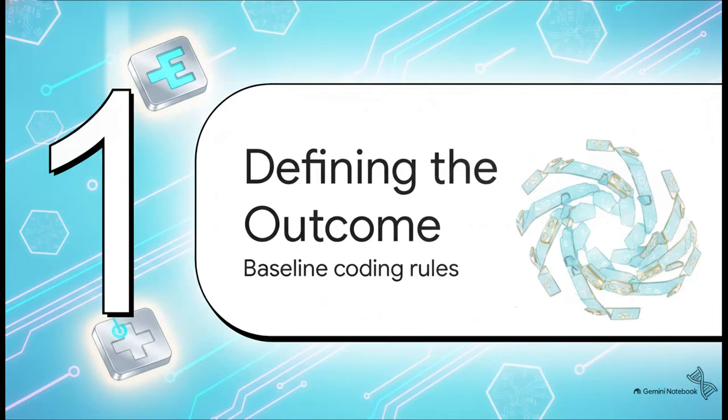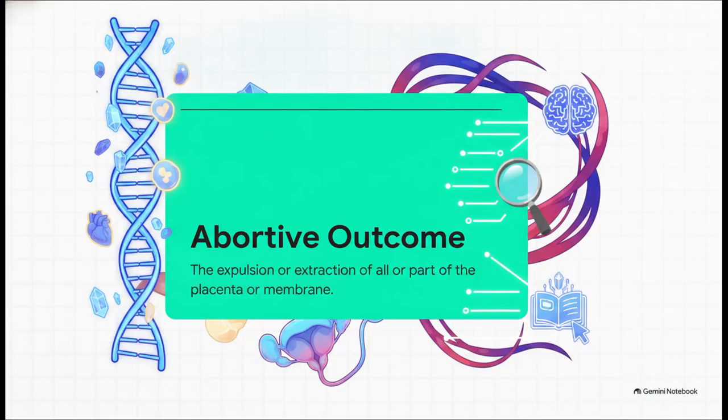Section 1. Defining the abortive outcome and establishing our baseline medical coding rules. So, in our highly specific world of medical coding, an abortive outcome is defined purely by physical criteria. It's the expulsion or extraction of all or even just a part of the placenta or membrane. Notice how incredibly objective that is, right? We're looking for very specific physiological events explicitly recorded by the physician.